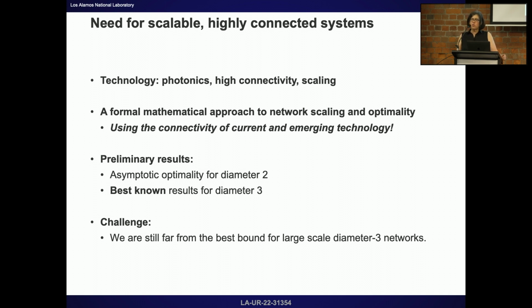In our preliminary results, we've got an asymptotic best case for diameter 2, and we now have the best known results for diameter 3. And the challenge is we're still far from the best bound for diameter 3. So hopefully there's a lot of room to progress.